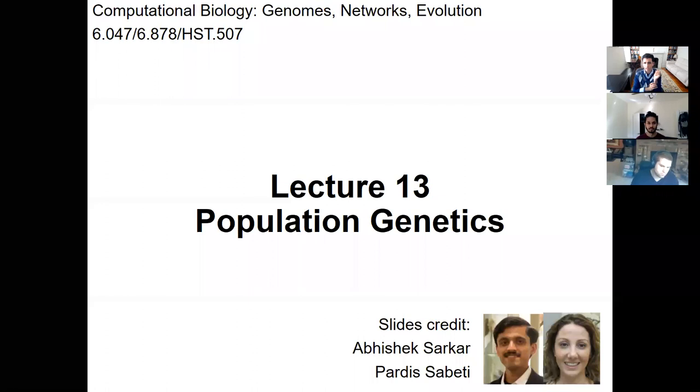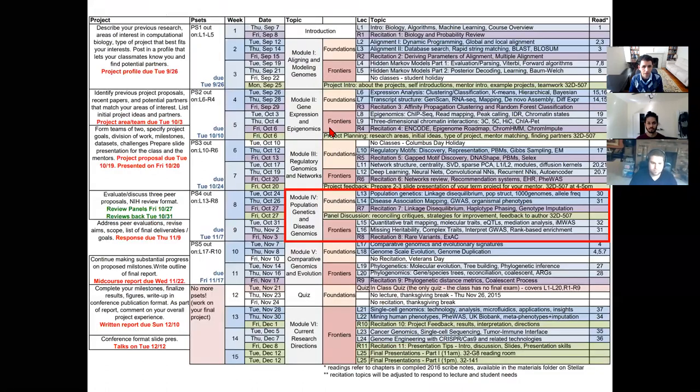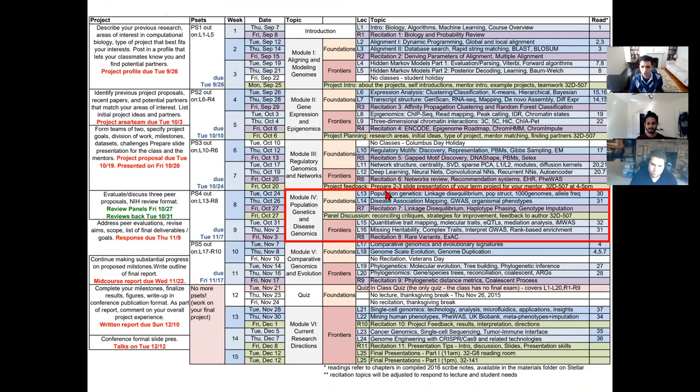So welcome, everyone. Today, we're talking about population genetics. So we are entering the module of population genetics and disease genomics. So today, we're talking about population differences and genetic variation. The second lecture will be on disease association.